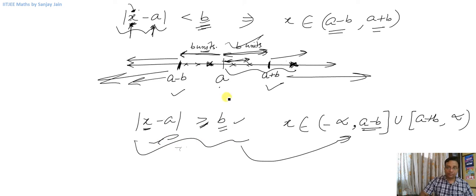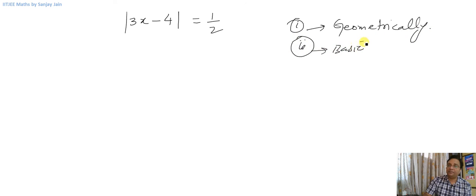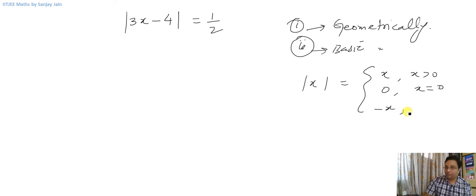Okay, so let me clear the page. Let us take another question: modulus of 3x minus 4 is equal to 1 by 2. So one way of thinking about it is geometrically, that we have learned. Another way is by the basic definition. Basic definition means when I say mod of x, it is equal to x when x is greater than 0, 0 when x is equal to 0, and negative x when x is less than 0.